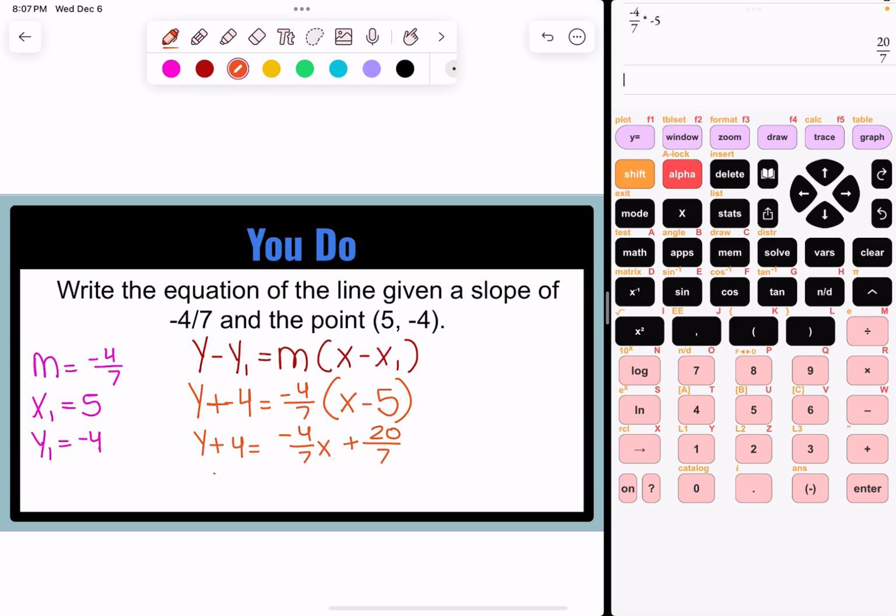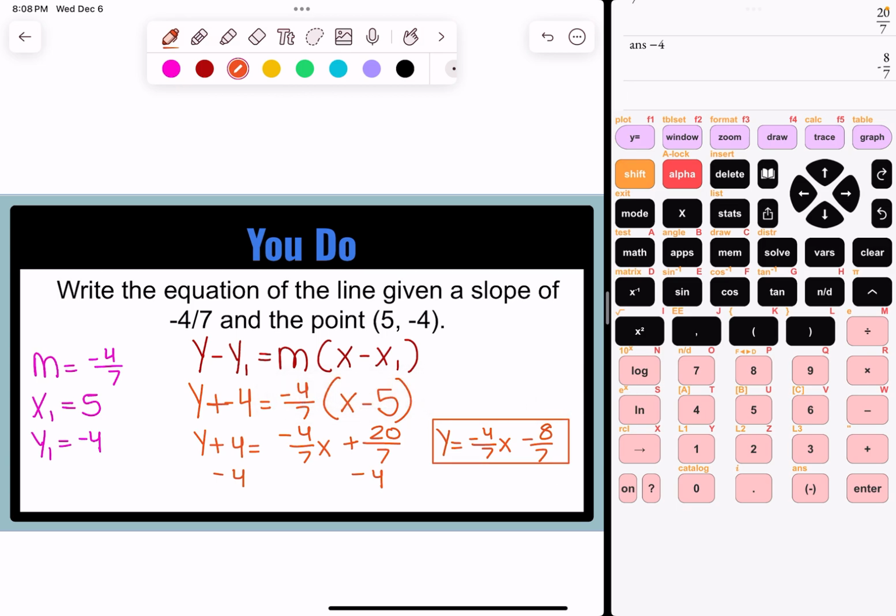And now I need to get rid of that plus 4, so I will subtract 4. And I will get y is equal to negative 4 over 7x. And 20 over 7 minus 4 gives me negative 8 over 7. Graphing this would be a little bit annoying because you don't really know where 8 over 7 is. So you might have more luck using the graphing feature where you would type this in. Negative 4 over 7x minus 8 over 7. Then you could look at a picture of the graph, and you could click on the table, and you can choose numbers that are real numbers, not fractions, to make it easier to graph.